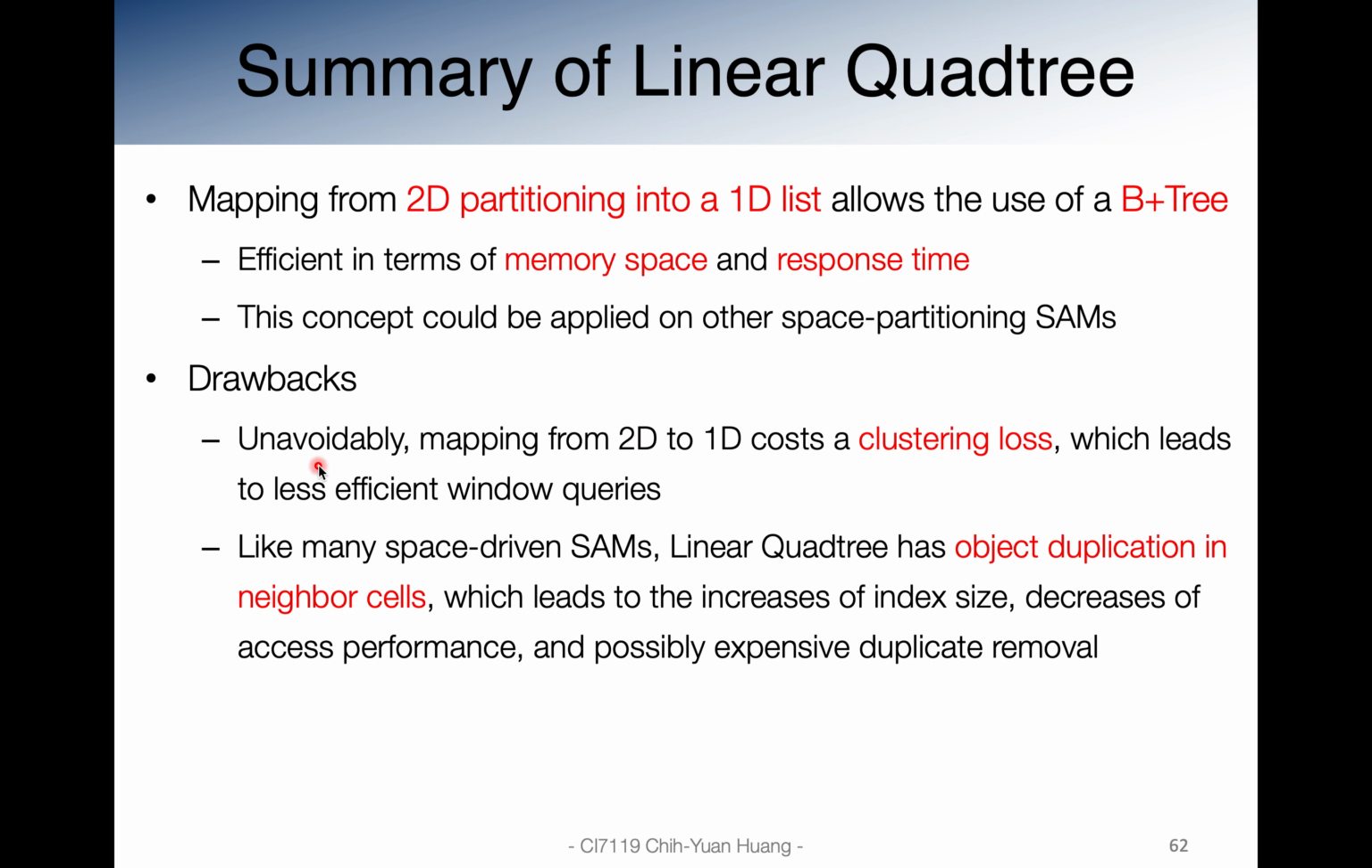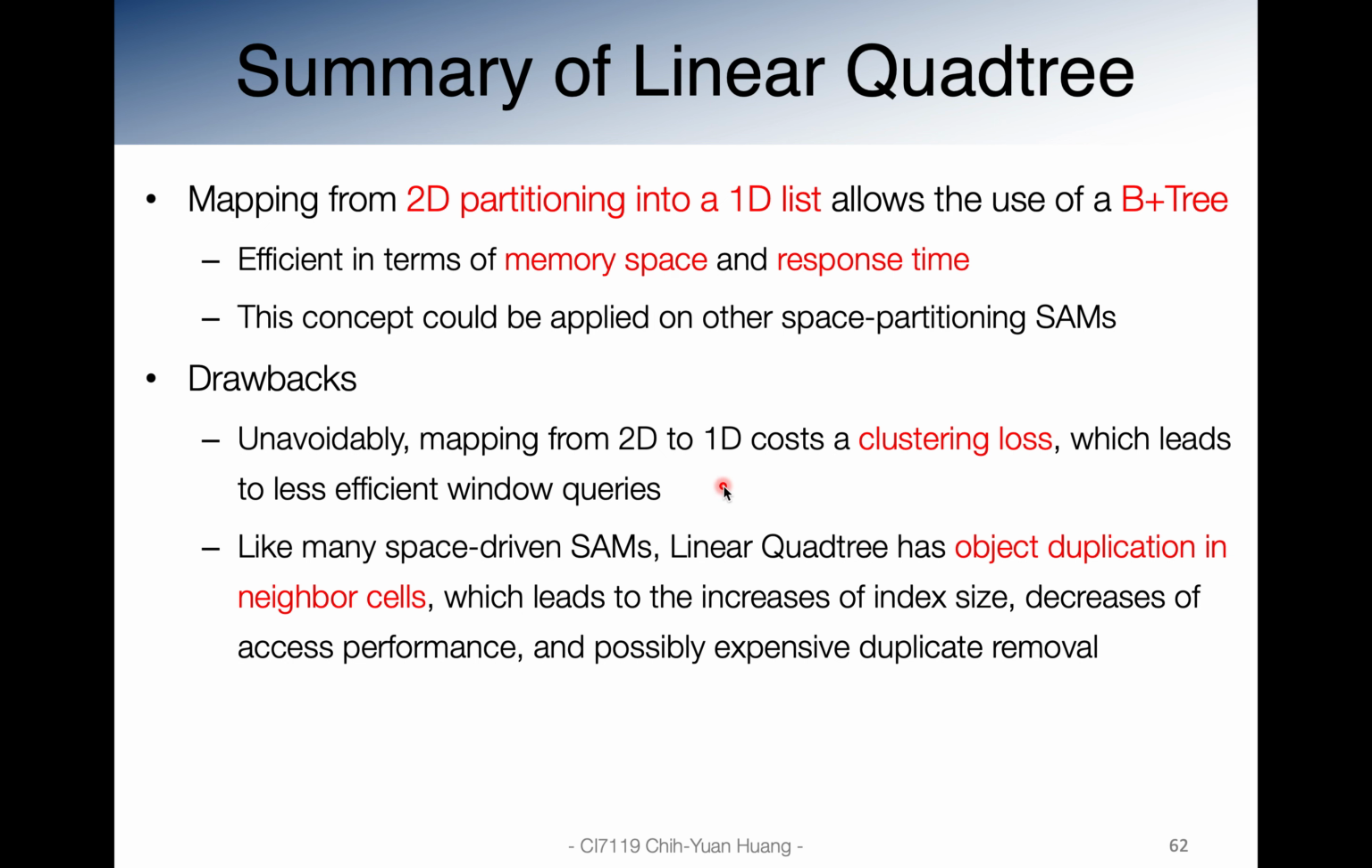First of all, unavoidably, mapping from two-dimensional to one-dimensional causes some clustering loss, which means that there is a certain jump in the one-dimensional order compared to the two-dimensional proximity. This will lead to less efficient window queries. So this is the first drawback.